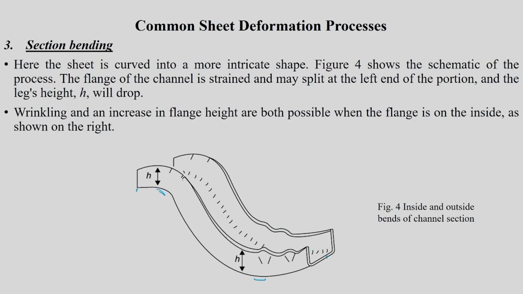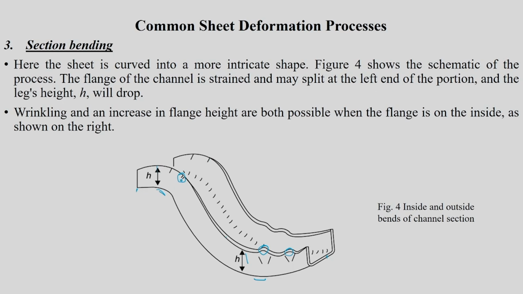You can also see, as referred to in the schematic, there is a small fracture here and a lot of wrinkles here, and because of that this height is going to be lesser than this particular height. So the sheet is curved into a more intricate shape. It shows the schematic of the process. The flange of the channel is strained and may split at the left end of the portion, and the leg height h will drop. That is what I was telling you.